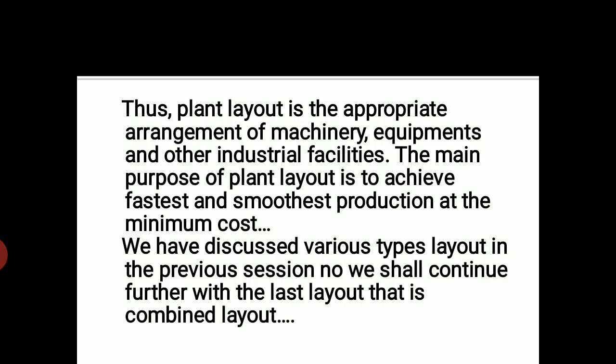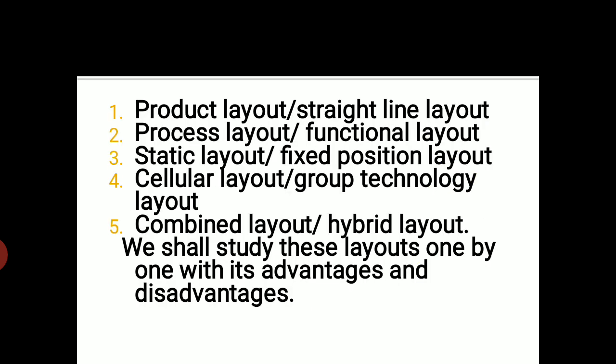We have discussed various types of layout in the previous sessions, and now we shall continue with the last layout, which is known as the combined layout. See, these many layouts we have seen. Product layout, which we can call straight line layout also. The next is process layout, which is more or less the functional layout. Then static layout, or we can call it fixed layout. Then cellular layout, known as GT layout, that means group technology layout. And in this session we are dealing with the 5th layout, that is combined layout, also well known as hybrid layout.